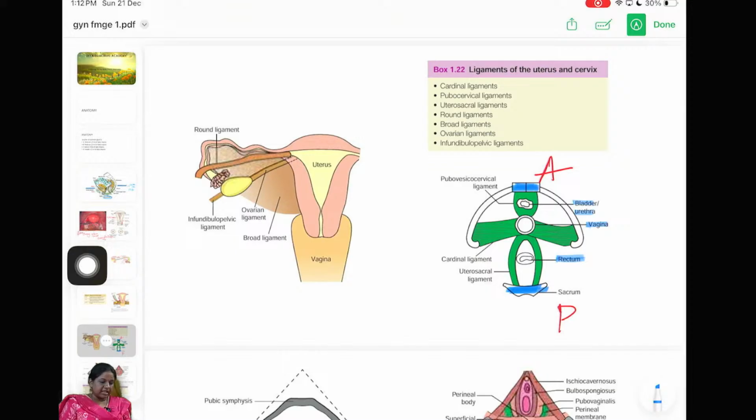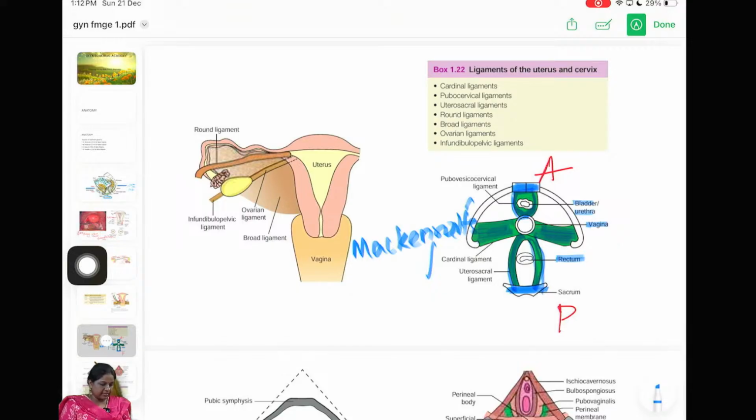Understood? So here, the ligament which is at the side like a fan is called the cardinal ligament, or otherwise Mackenrodt's ligament. That is like a fan at the side. And the one in front is going to be the pubocervical ligament, from the pubic symphysis to the cervix. And the one behind, from the uterus to the sacrum, is called the uterosacral ligament. Understood? So these are the primary ligaments which are anchoring the uterus.